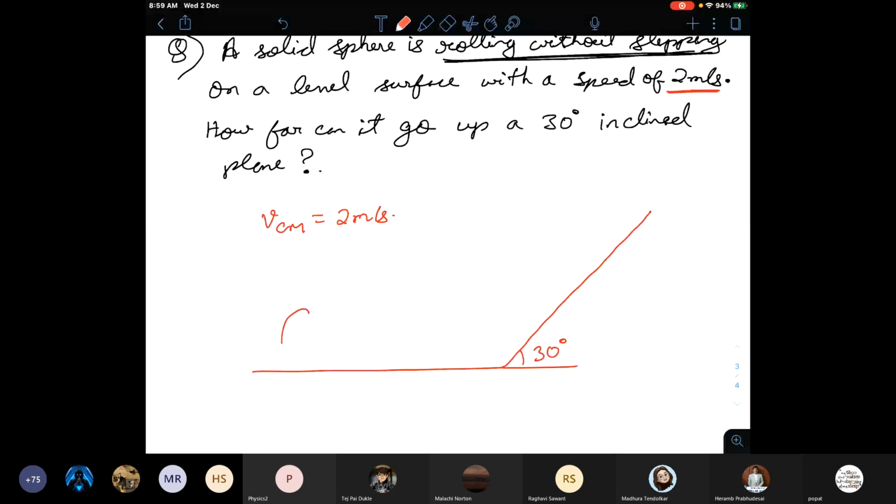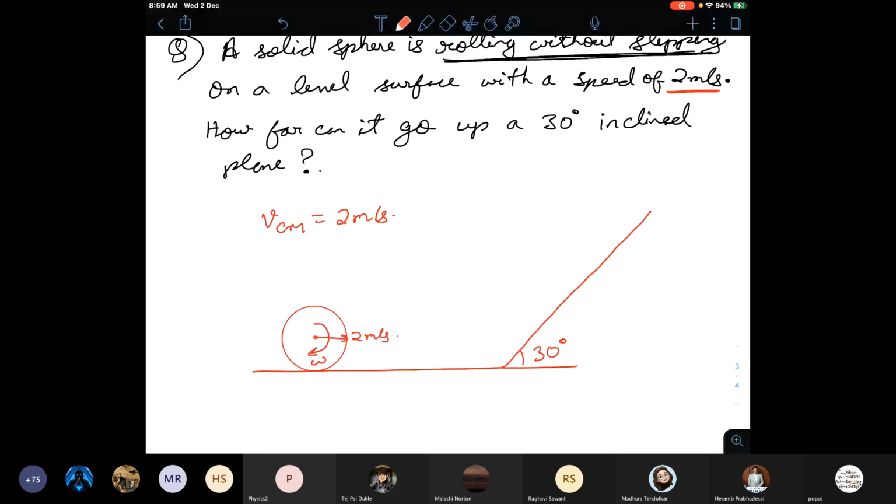Okay, with a velocity of center of mass as 2 meters per second. It is pure rolling. That means it must be having some omega also, but I am not interested in that. I have not been given any values of that, nor have I been given the radius for that.